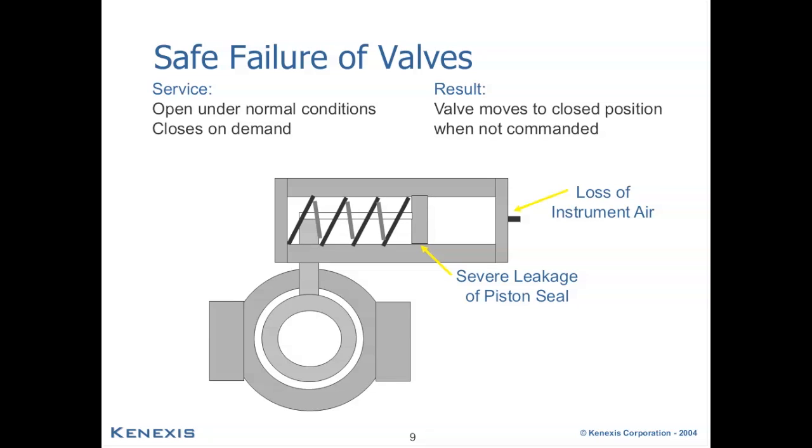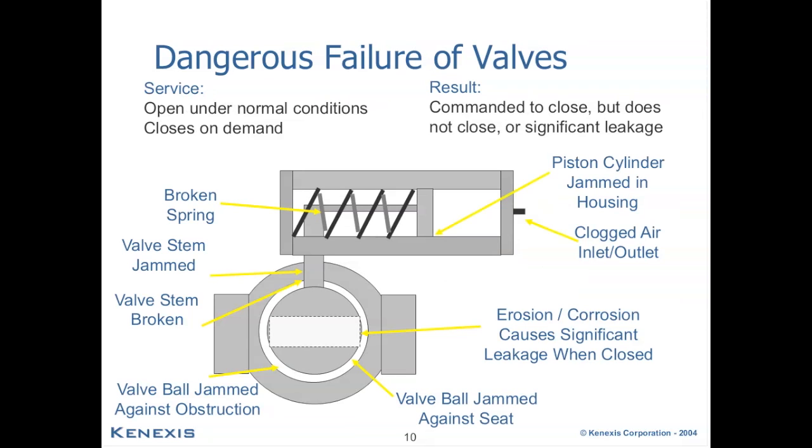Okay? So if a safe failure occurs, the result is that the valve is going to move to the closed position when it was not commanded to do so. Well, what are some of the failure modes that are going to cause that to happen? Well, we could lose our instrument air supply. That's going to cause the spring to force the valve closed. Or we can get some severe leakage of the piston seal, which is also going to allow the spring to force the valve to go closed. Those are the examples of the safe failures.